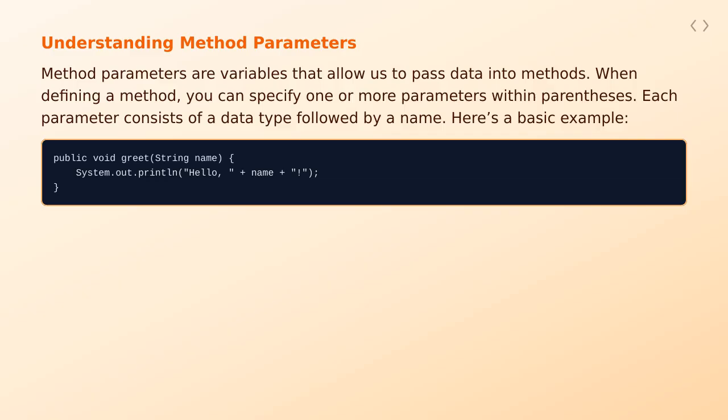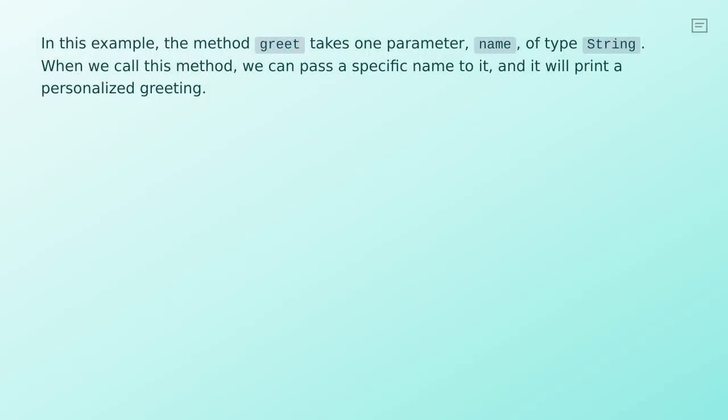Here's a basic example. The samples on screen walk through this step. Take a moment to read through them. In this example, the method greet takes one parameter, name, of type String. When we call this method, we can pass a specific name to it, and it will print a personalized greeting.